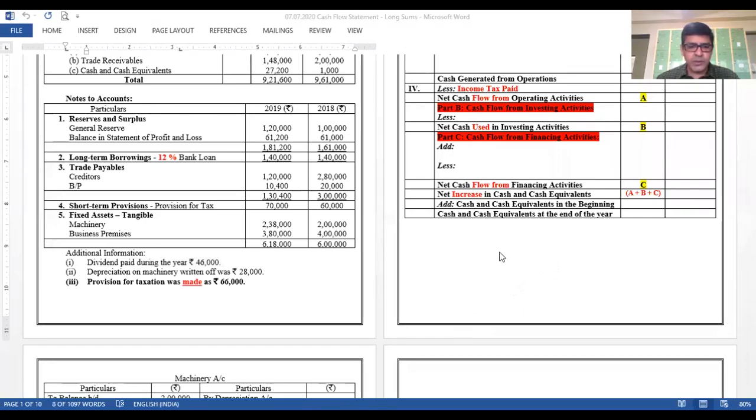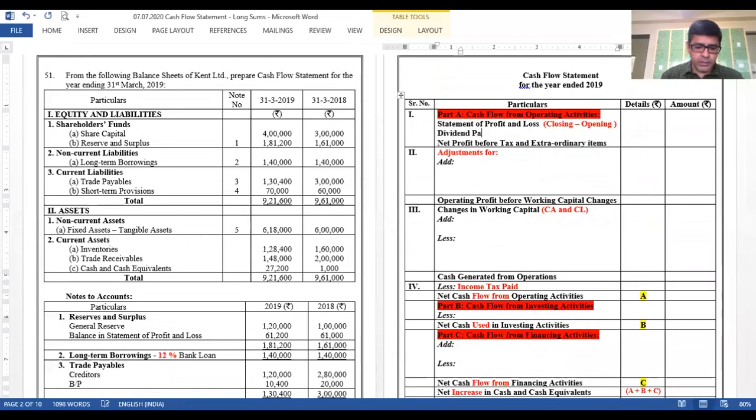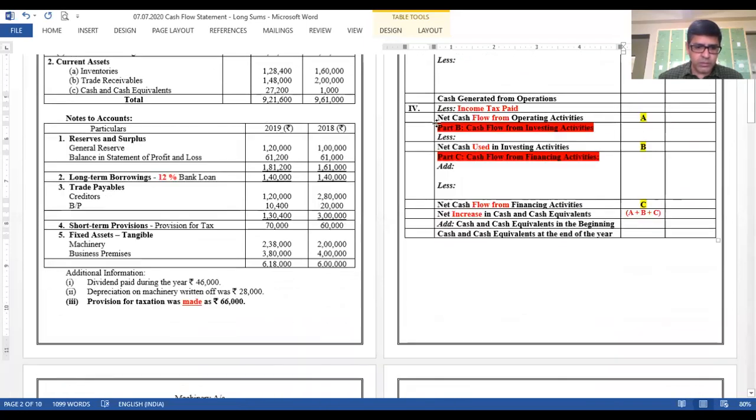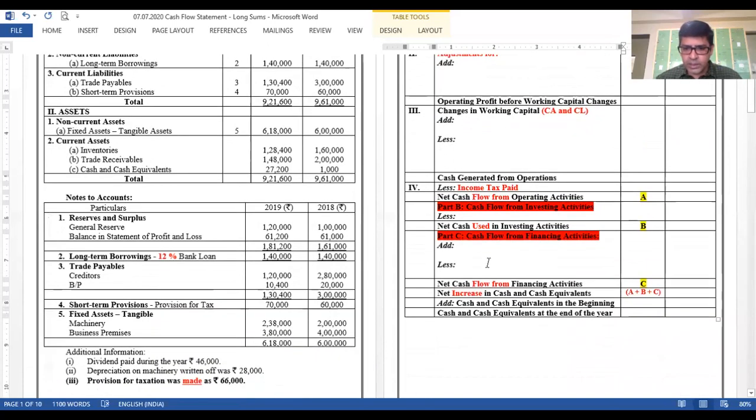Dividend paid 46,000. Sir, it will go up, sir, in operating, right over here, first part. Okay, dividend paid. Give me the second effect, please. Amount was 46,000. Okay, this is one effect. Second effect is in financing. Financing. We will deduct. Financing. Right, we'll deduct dividend paid. Okay, this is negative 46,000.